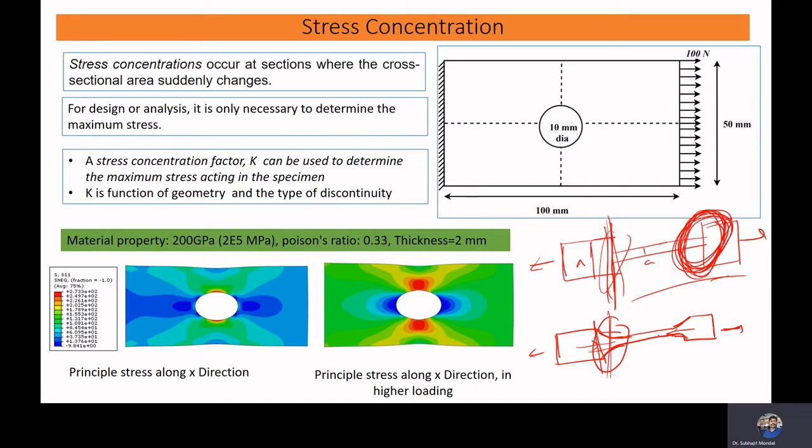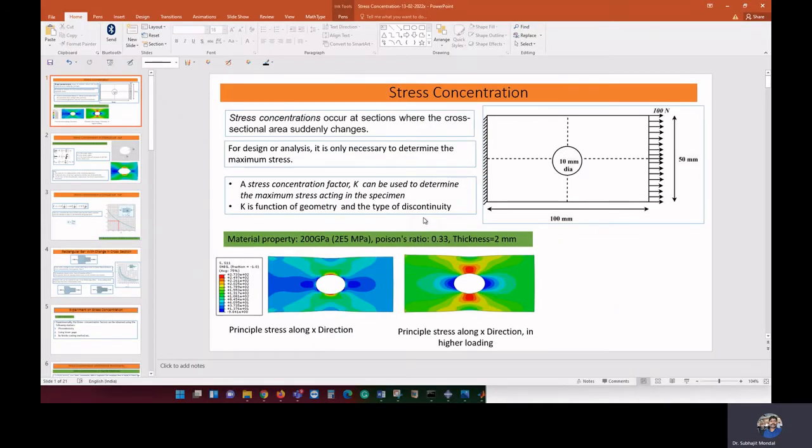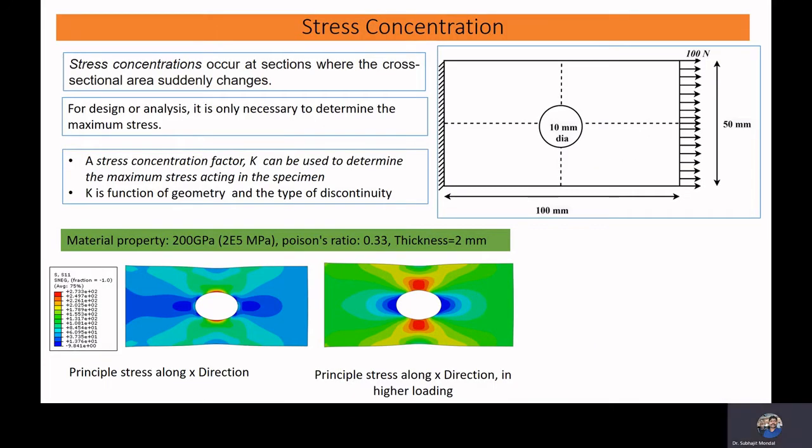So what we have learned is that stress is force by area, and stress concentration occurs when there is a sudden change in the cross section. Now you'll observe that in many design or analysis cases, we need the maximum stress, so that we can safeguard our structures. We can apply some factor of safety and design our structures. We can find that maximum stress by applying some factor. That factor is known as the stress concentration factor.